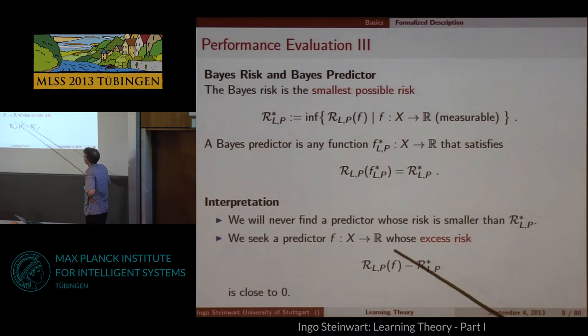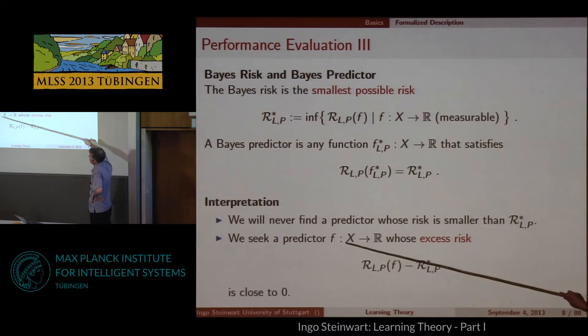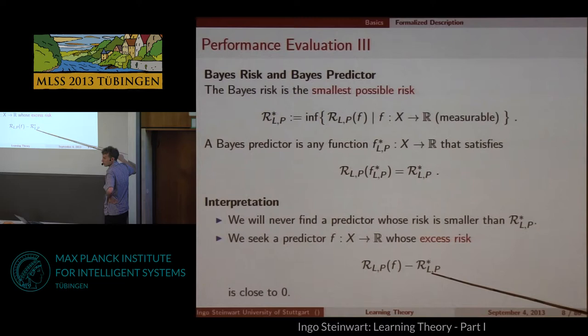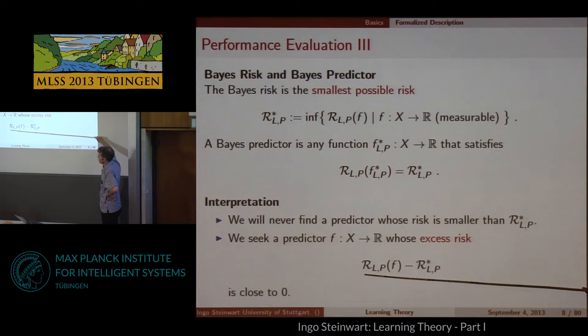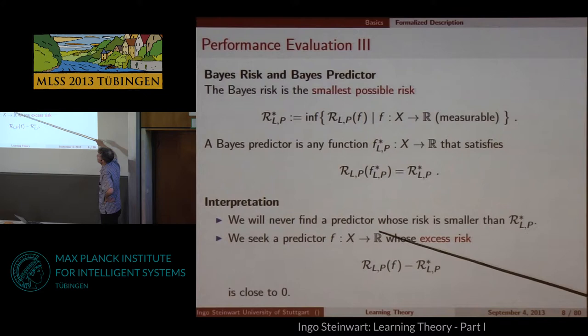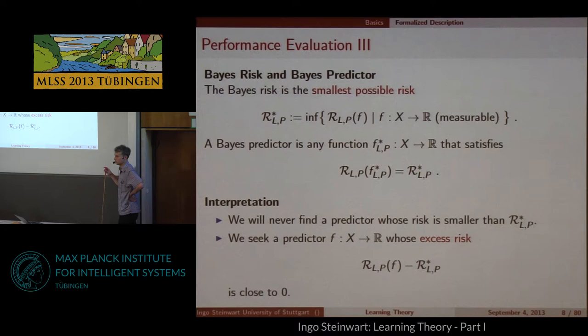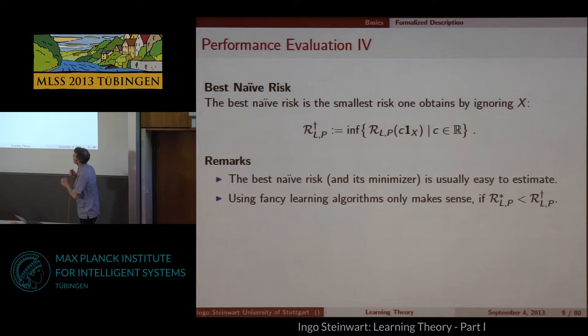So what we then consider is the so-called excess risk of a predictor. So this is the risk of a predictor. This is the smallest possible risk. And what we want to have is a predictor for which this excess risk is close to zero. If it is zero, then we would actually have found a Bayes decision function. In general, we cannot hope to do so, but our goal is to find predictors for which this quantity is close to zero. So this was a lower bound on how good we can do.